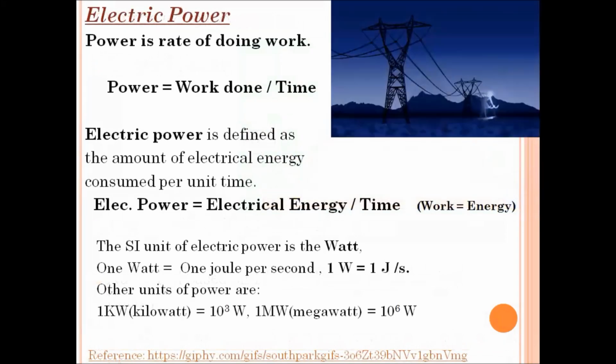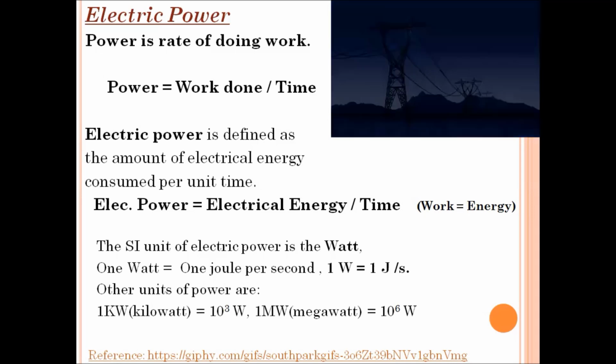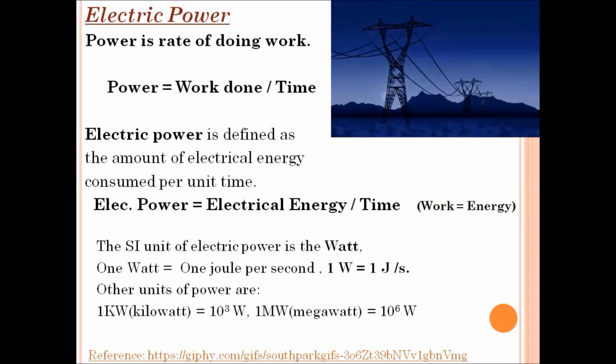Electric power. In class 9, we studied that power is the rate of doing work, that is, work done per unit time. In electricity, electric power is defined as the amount of electric energy consumed per unit time. The SI unit of electric power is watt. 1 watt is equal to 1 joule per second.